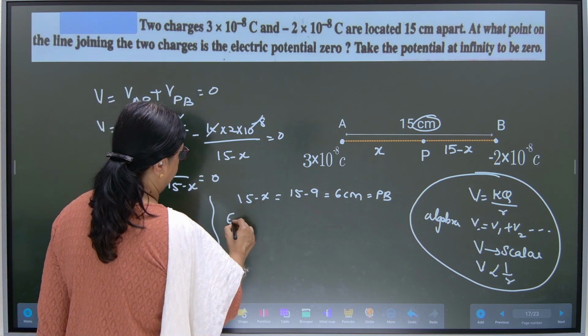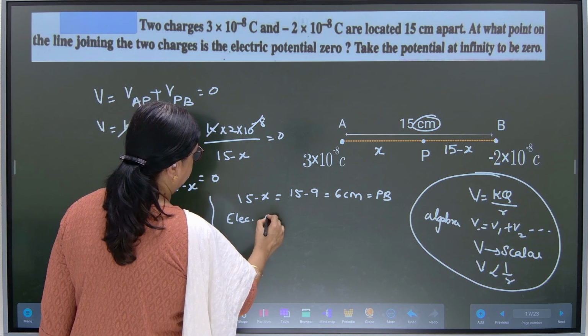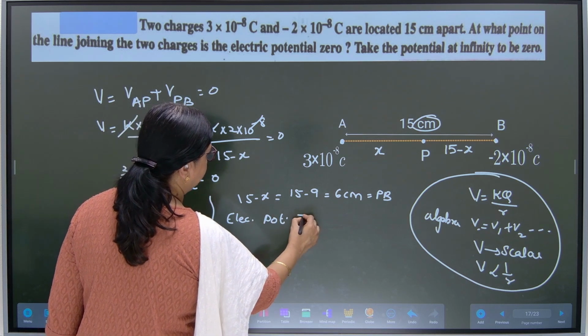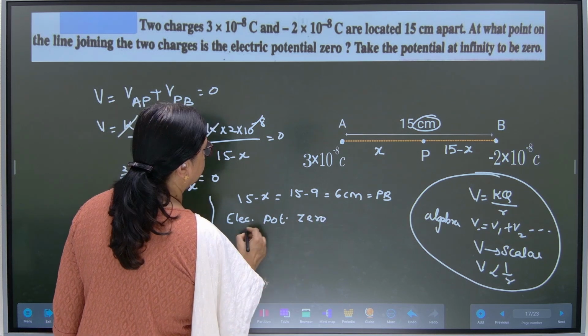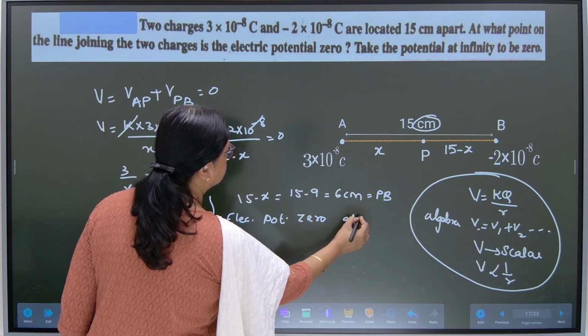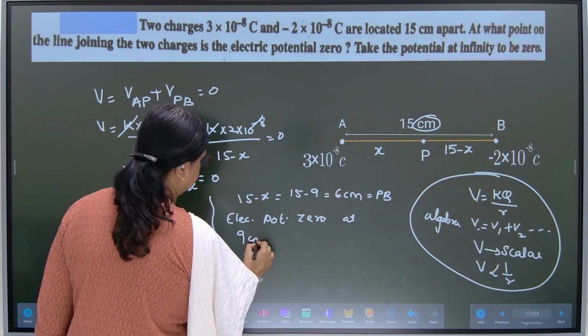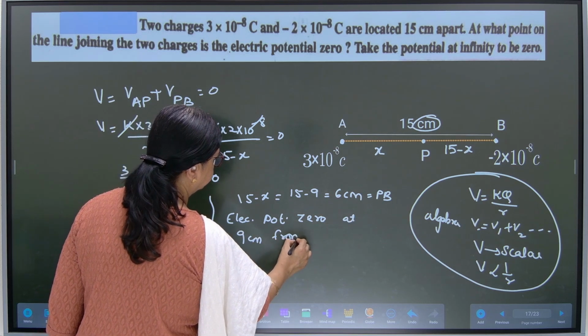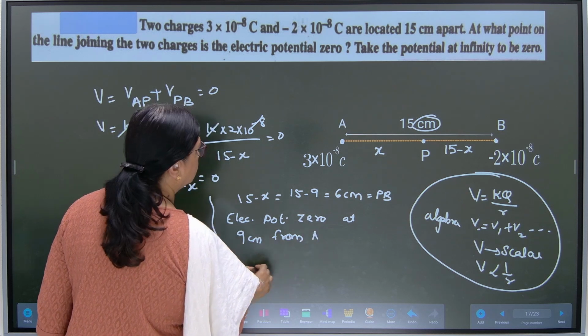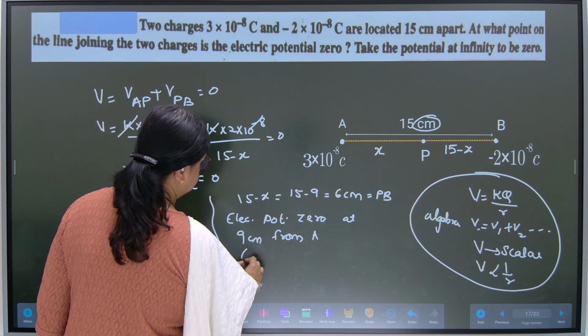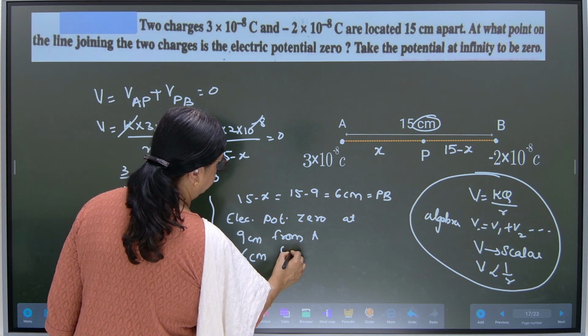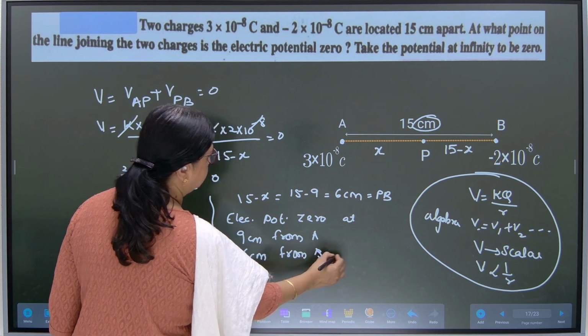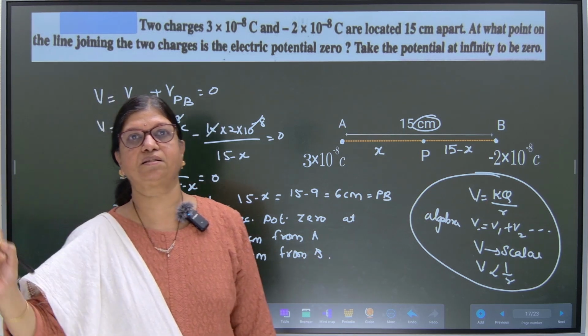Electric potential is 0 at 9 centimeters from A and 6 centimeters from B. This should be your written answer.